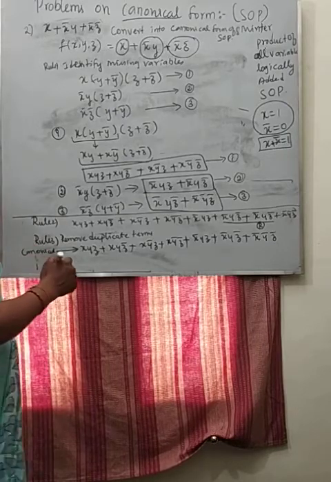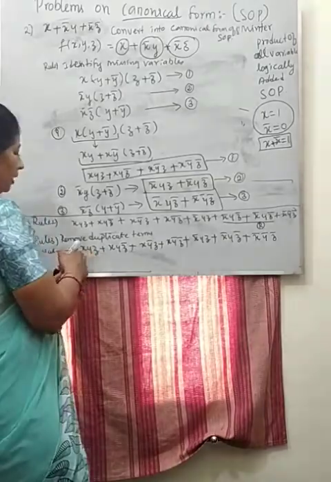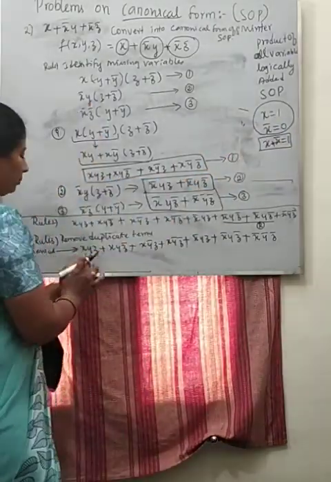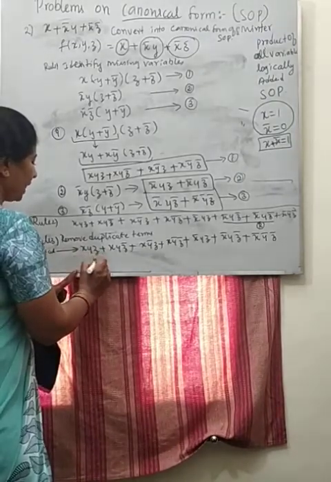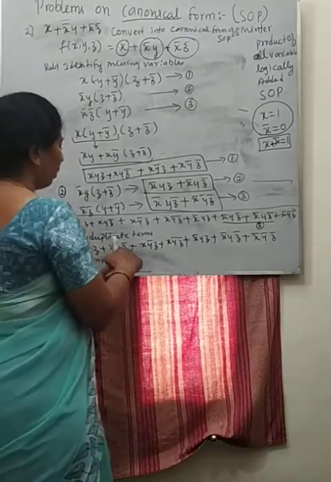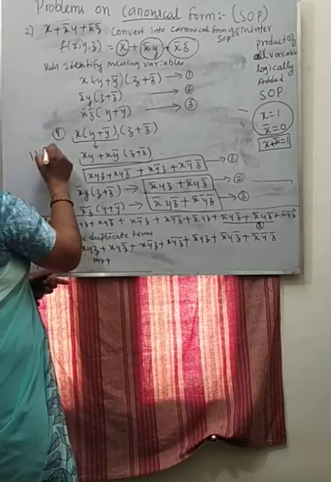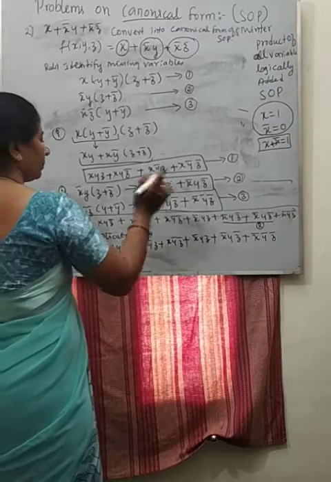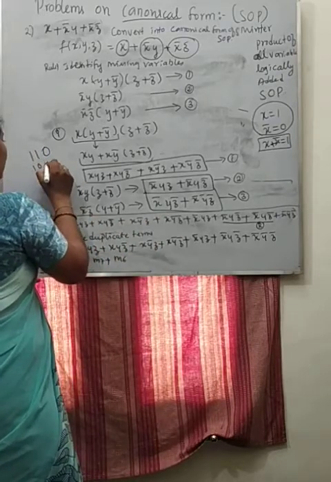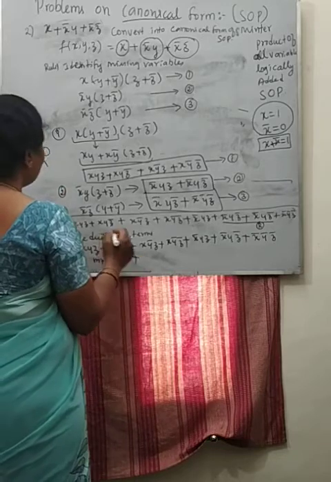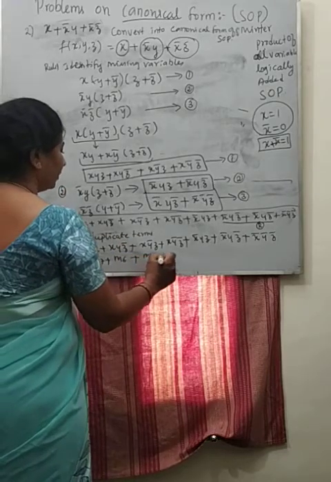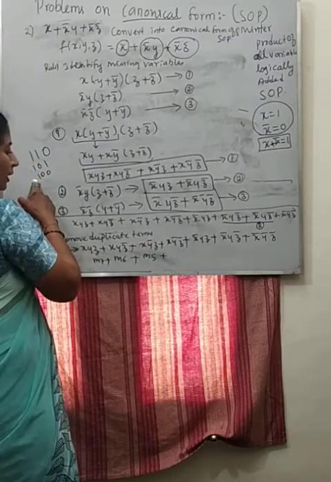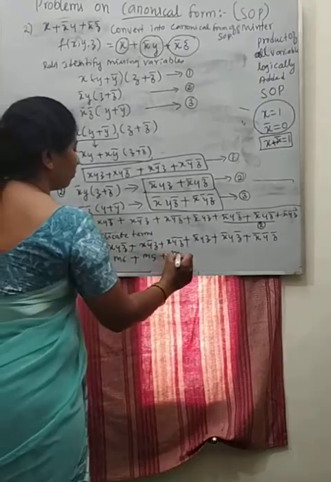Then write that one into min-term format. See, all are 1: 1 1 1 means? Yes, M7. Then 1 1 0 means? Yes, M6. Then this one, 1 0 1 means? M5. Then this one, 1 0 0, M4.